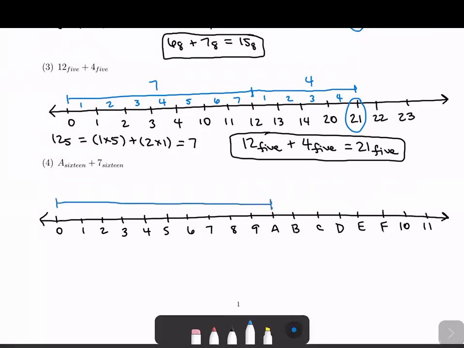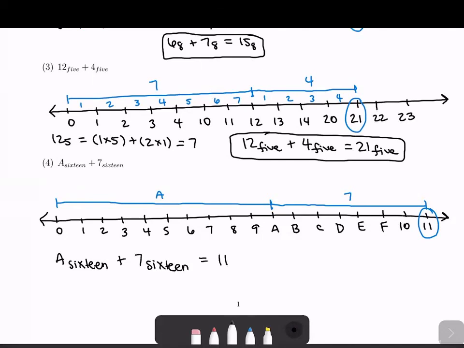Okay, so if we want to go A base 16, that means we're going to go from 0 over to A. This has length A. And then we want to go 7 more. So 1, 2, 3, 4, 5, 6, 7. So this is 7, and we ended up here at 1, 1. So we can say that A base 16 plus 7 base 16 is 11 base 16.